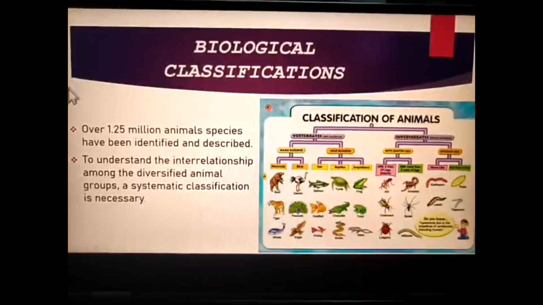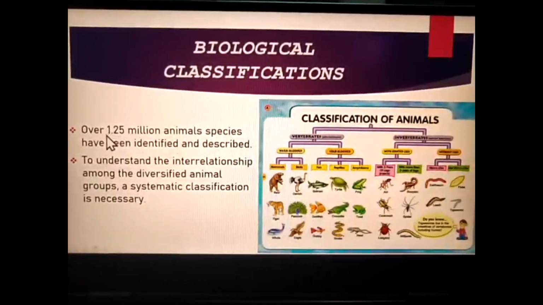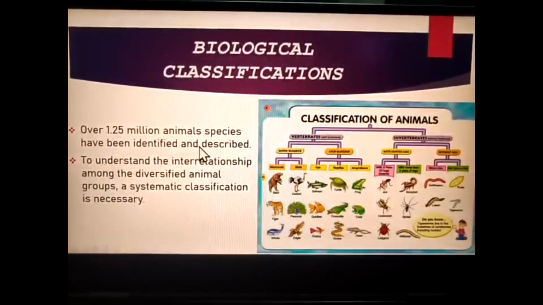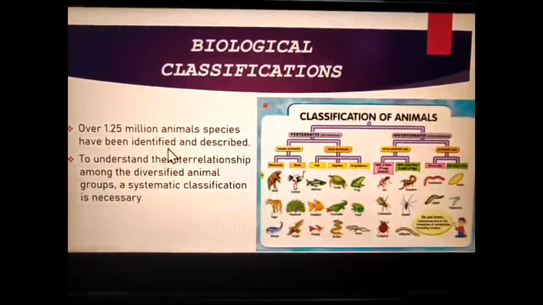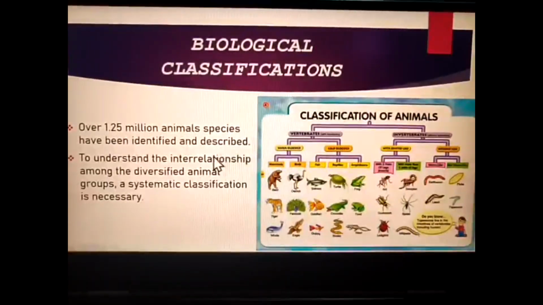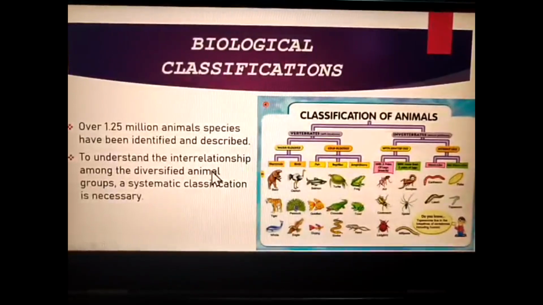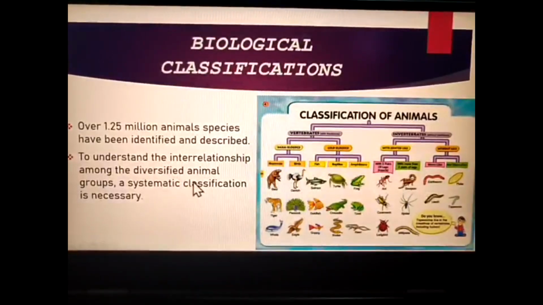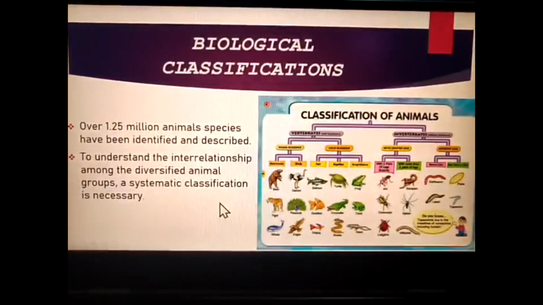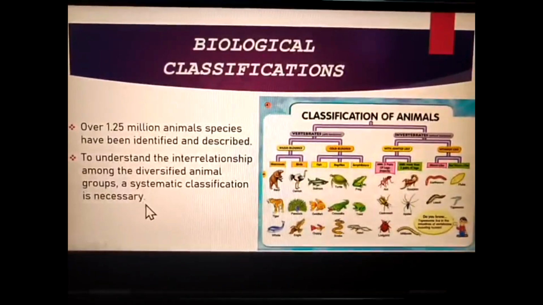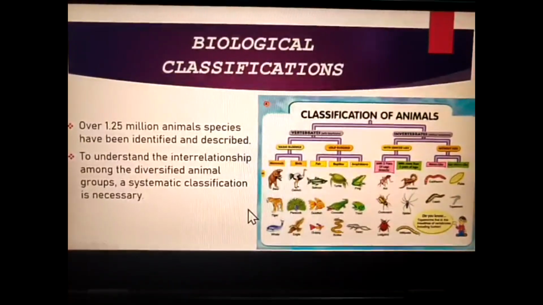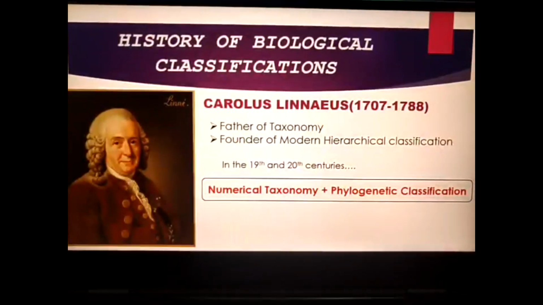Scientists say over 1.25 million animal species have been identified and described. To understand the interrelationship among the diversified animal groups, a systematic classification is necessary. That classification is called biological classification.